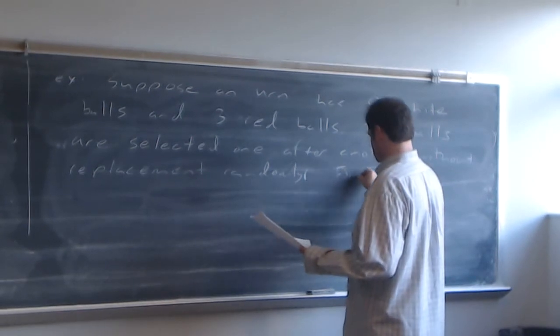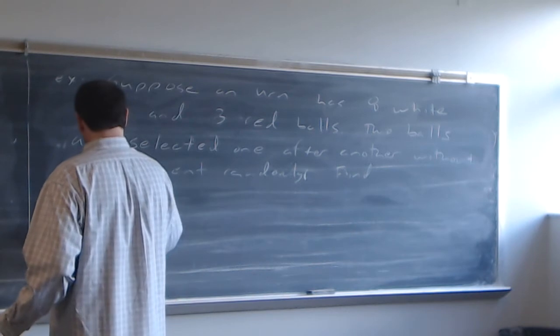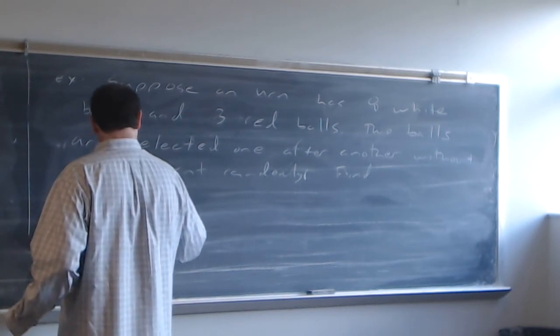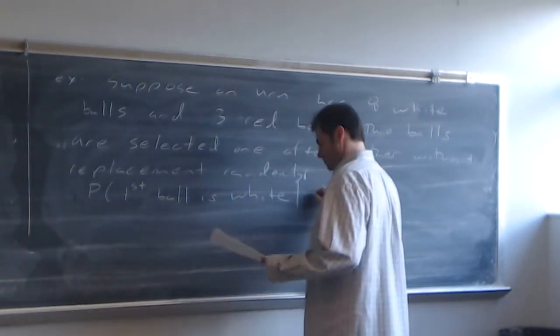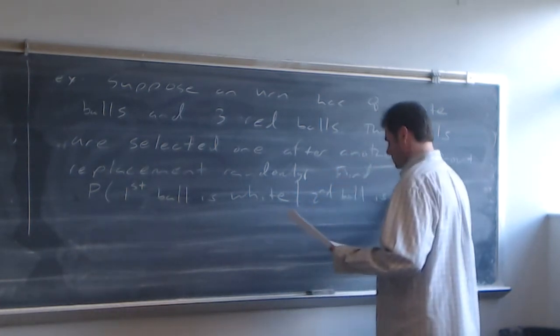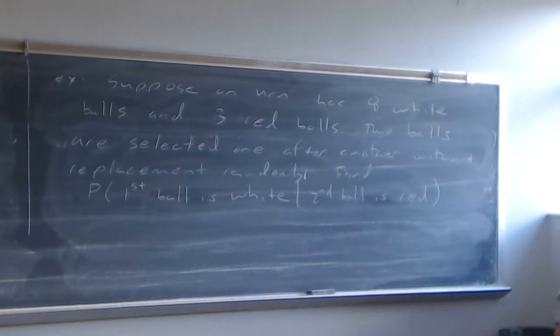Find the probability that the first ball selected is white, given that the second ball is red. All right, so that's our problem.